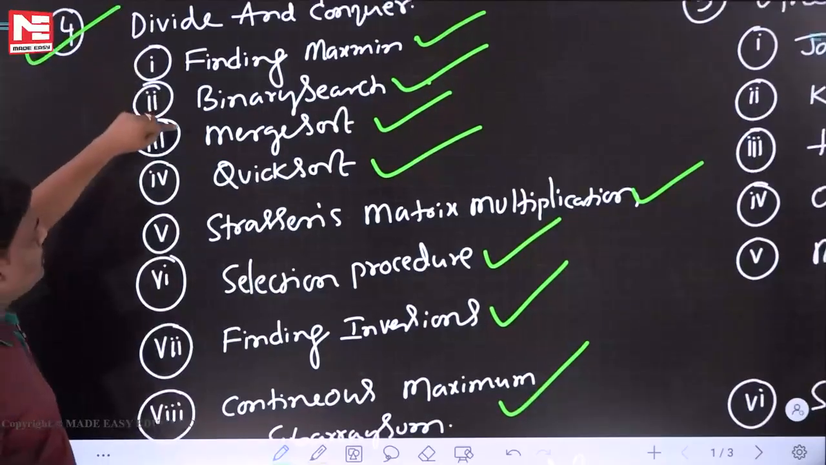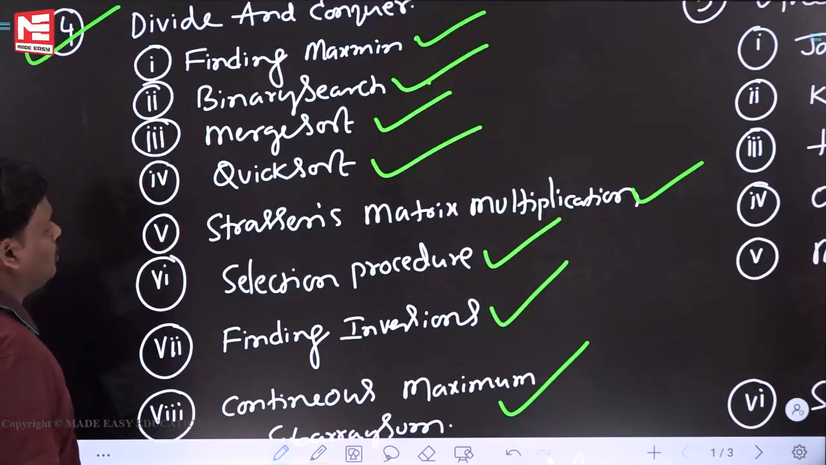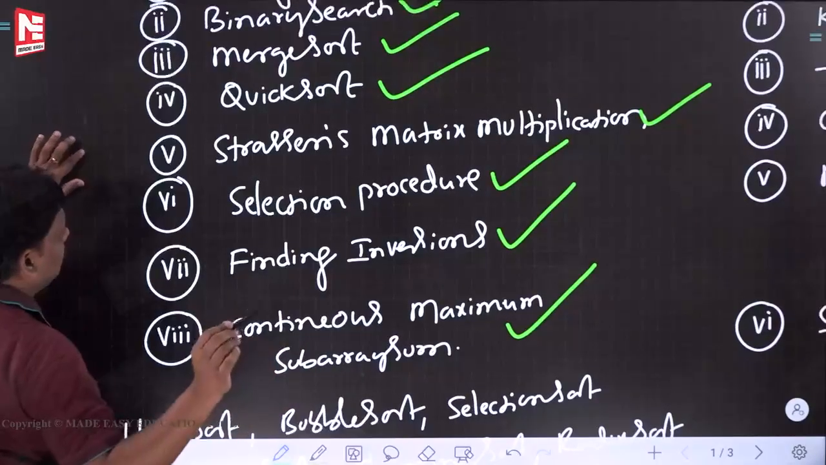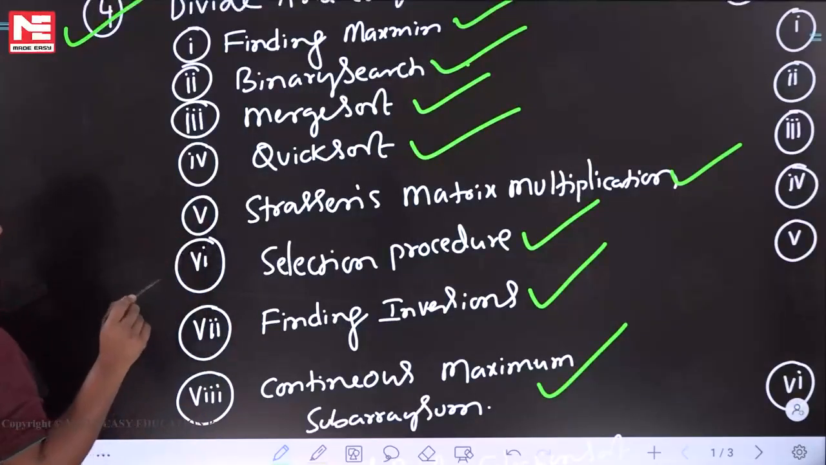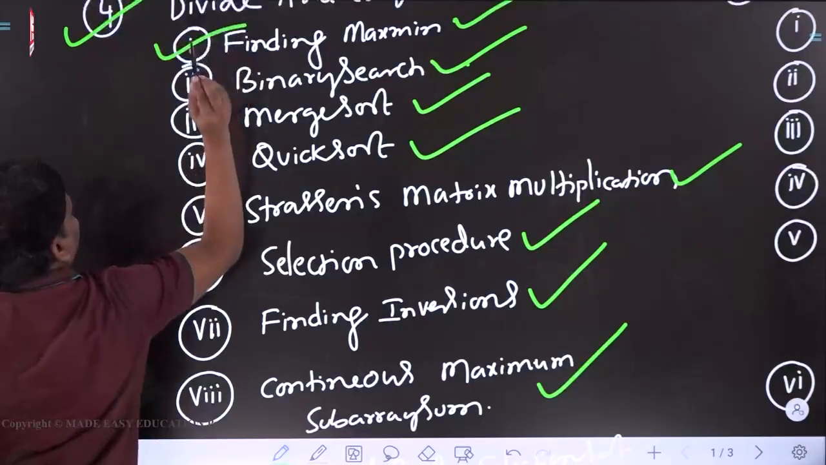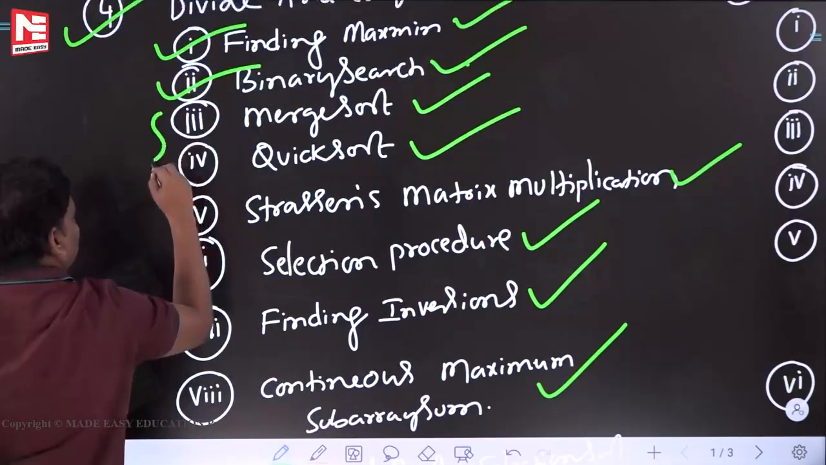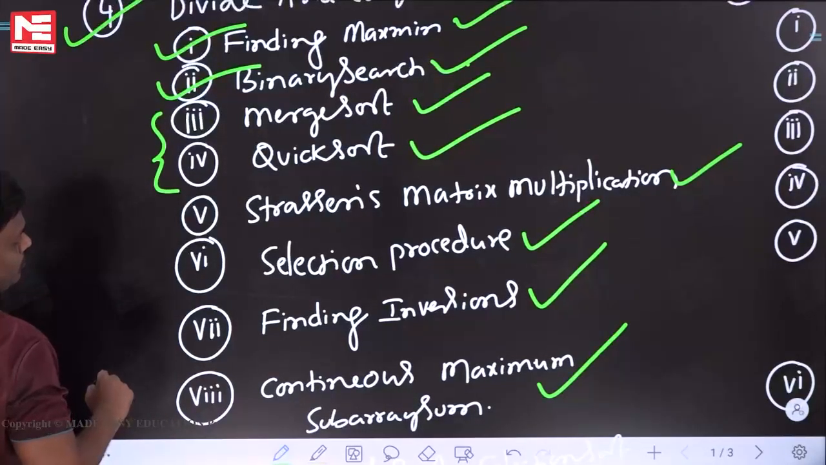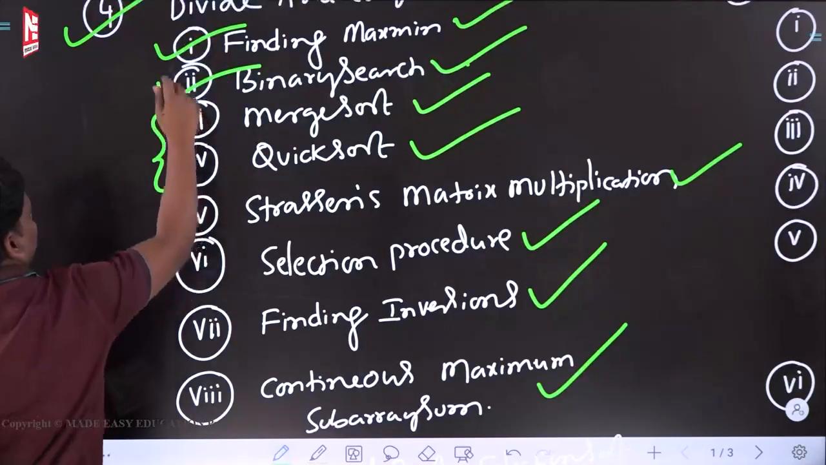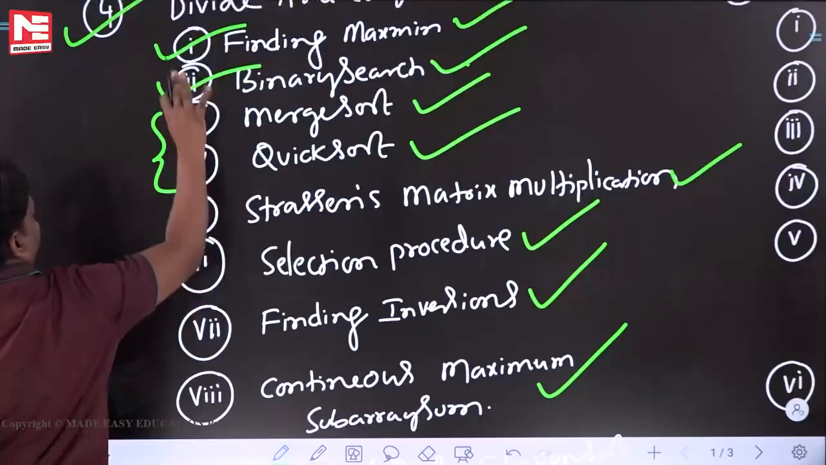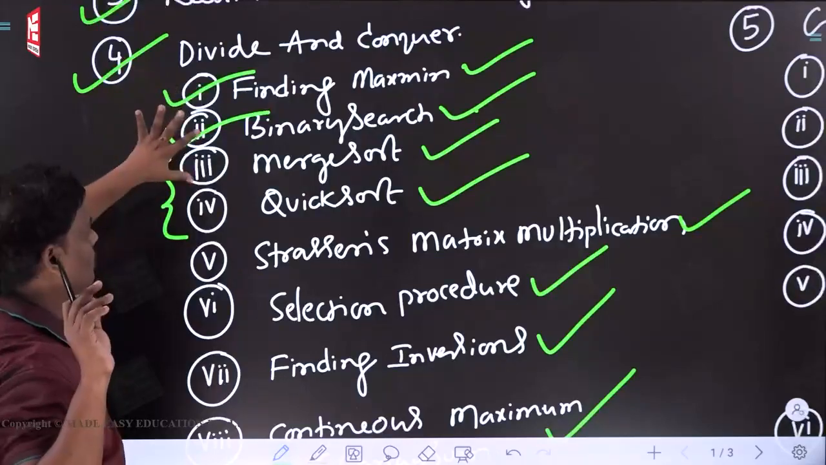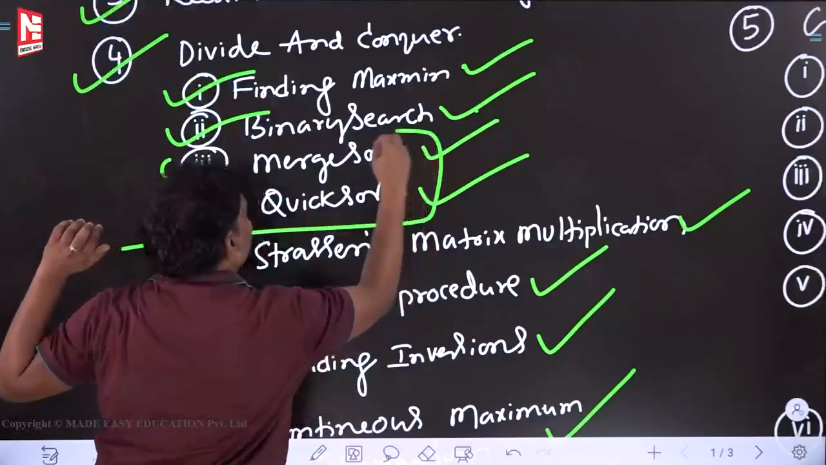So finding max min, binary search, quick sort, merge sort, Strassen's matrix multiplication, selection procedure, finding inversions, continuous maximum subarray sum, right. So try to remember out of all of them which questions came. Finding max min, binary search also, merge sort, quick sort frequently come. Merge sort and quick sort questions are frequently coming, binary search also, and finding max min also. I think out of these, four are coming. In the divide and conquer chapter, from these 4, questions came. Most probably repeatedly from these 2 areas.